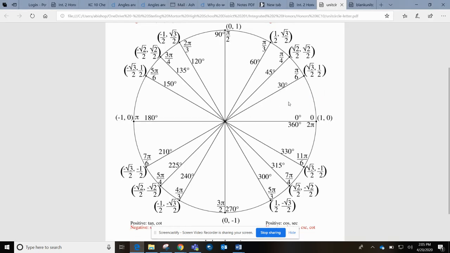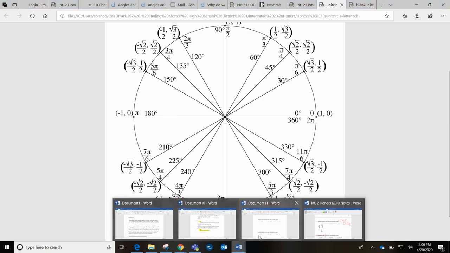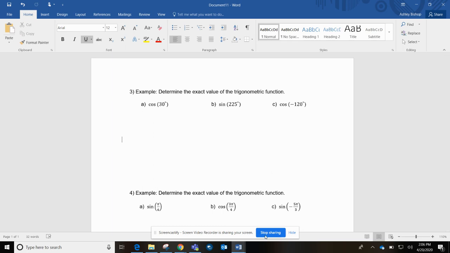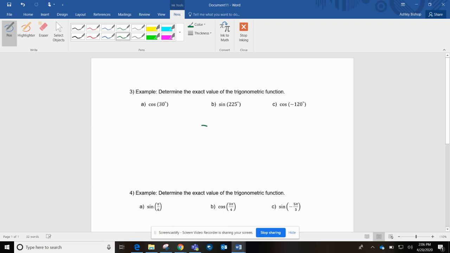It's the same thing. And 225, we're going to find 225. That's over here. 225 is in the third quadrant, and we want to find the sine. And remember, your sine is the second number listed. It's cosine comma sine. So here's 225. The second number listed is negative root 2 over 2. So the sine of 225 is going to be negative root 2 over 2. And this was root 3 over 2.